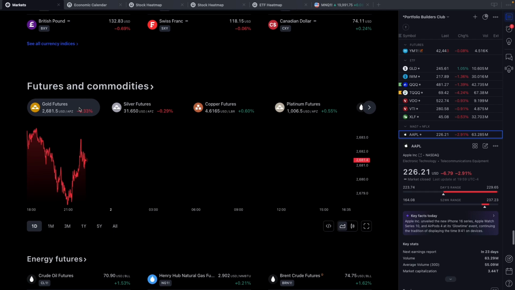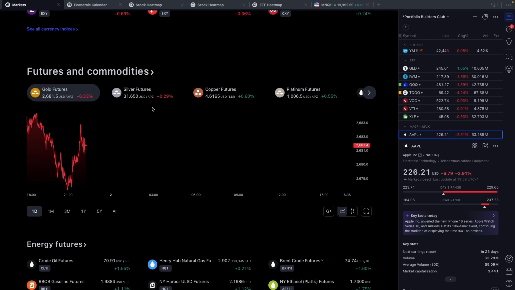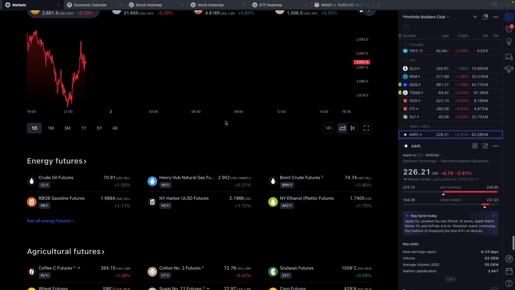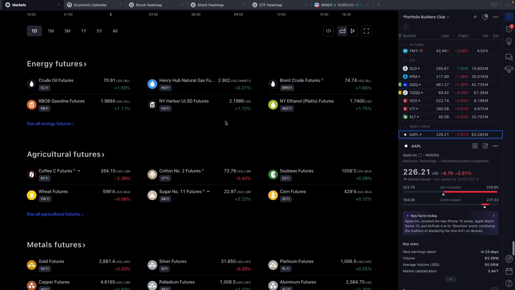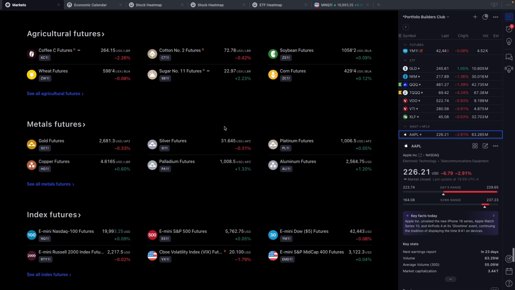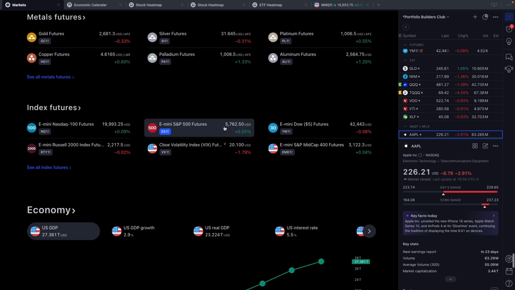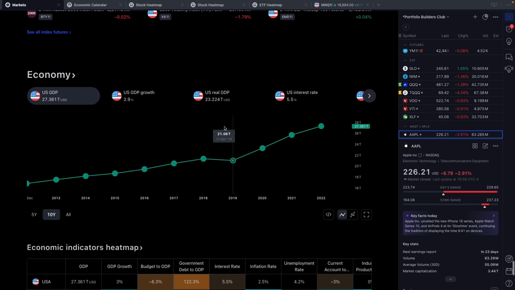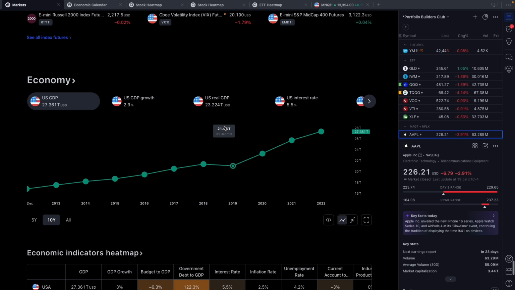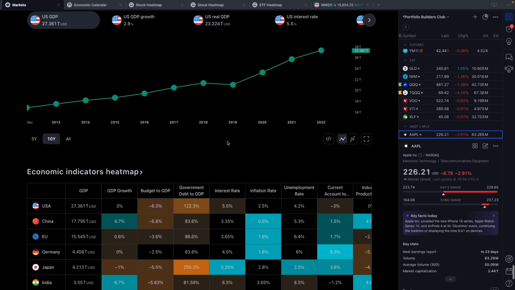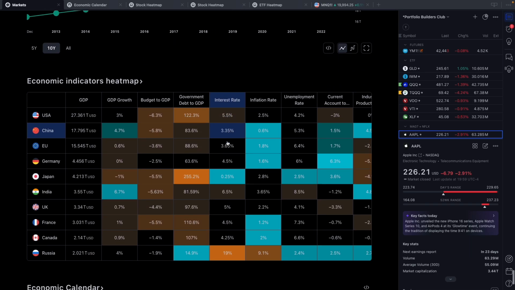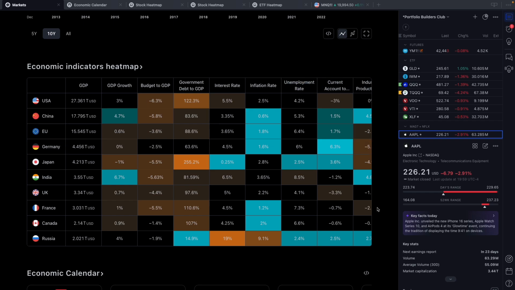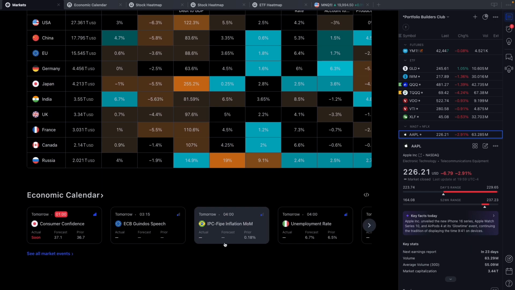Futures and commodities. So futures and commodities, you have gold, you have silver, copper, platinum, energy futures, agricultural futures, metals, index futures, and then you get down to the economy here. And you can look at US GDP growth, get an economic indicators heat map. You can look at interest rates in different countries, as is shown here. Very interesting information. And then it sort of closes out with this economic calendar at the bottom here.